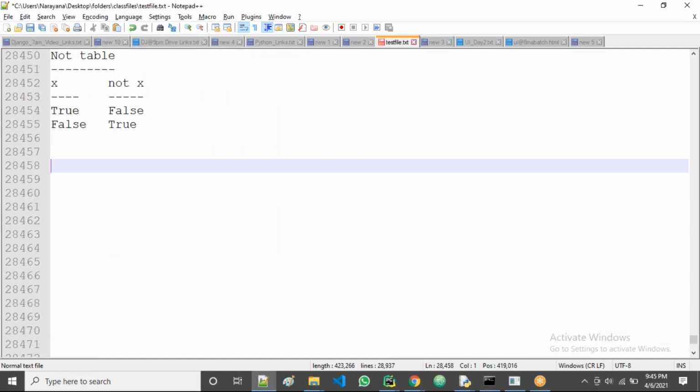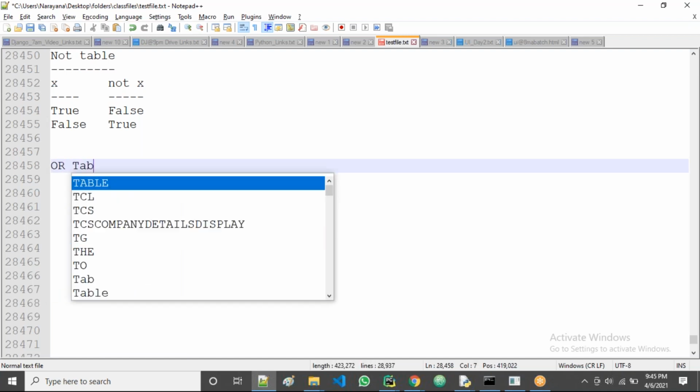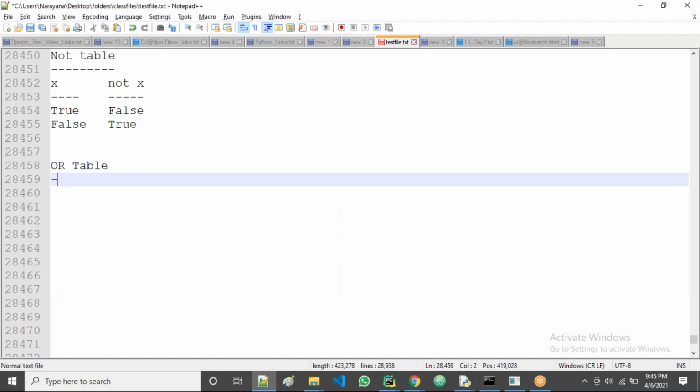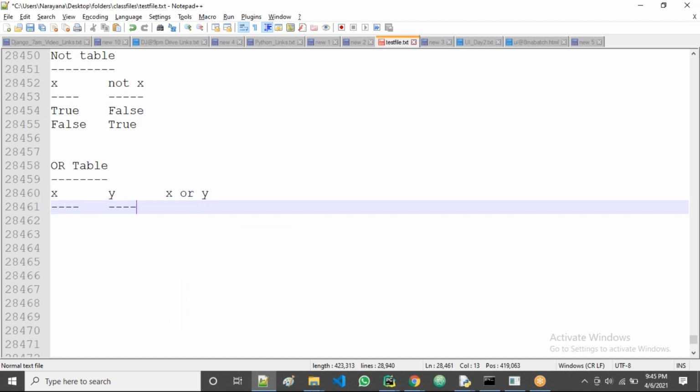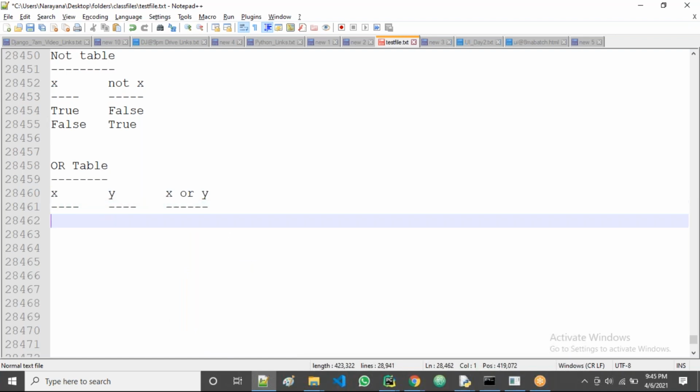We'll go with the or table. So we'll take here X and here Y. Then we'll take now X or Y, guys. Suppose X is true and Y is also true, then X or Y, is it true or false? X is true, Y is true, X or Y is true, guys.